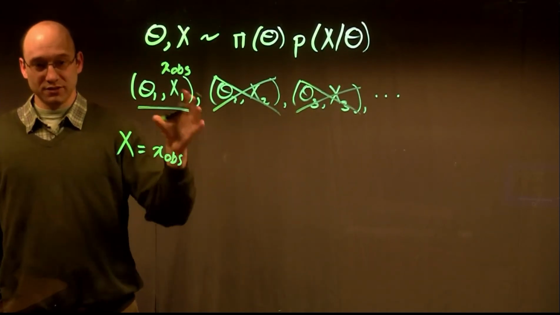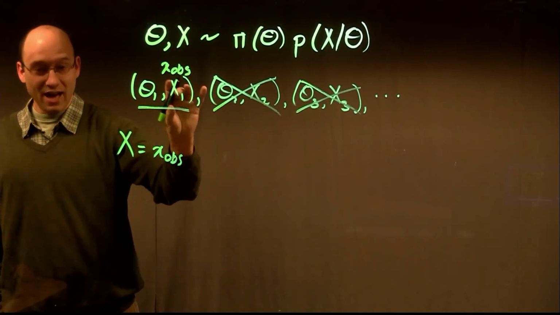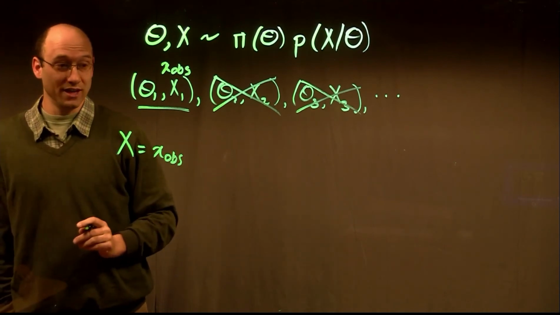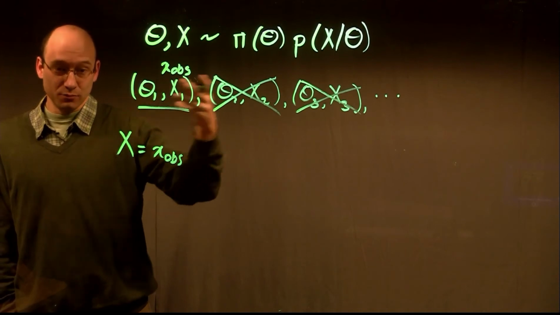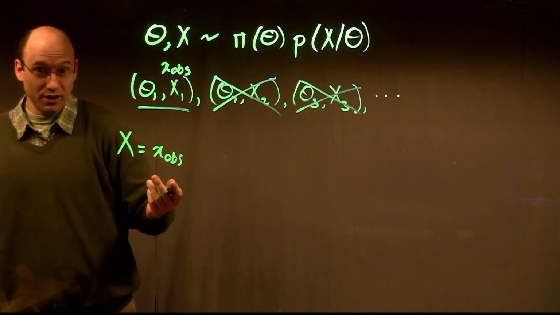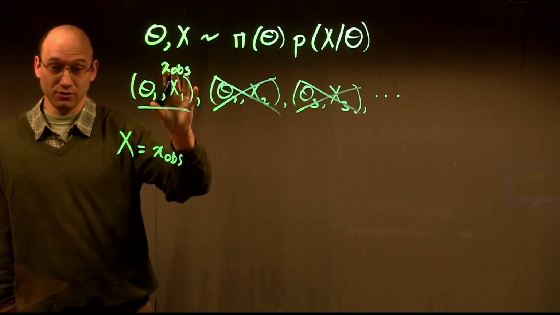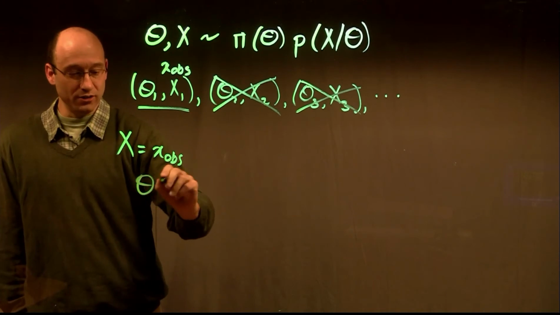And so we're left with a subsequence of bivariate draws for which the x values are equal to x obs, which is the value that we observe from our data set. Now you ask, what is the marginal distribution of theta from the subsequence? And we know how to do that because it's merely the conditional distribution of this bivariate distribution given that x is equal to x obs. And so we know how to do that.